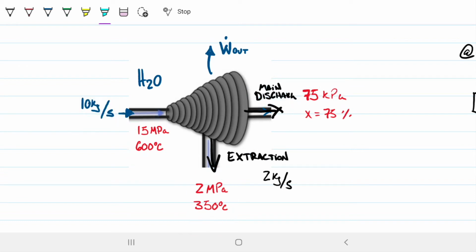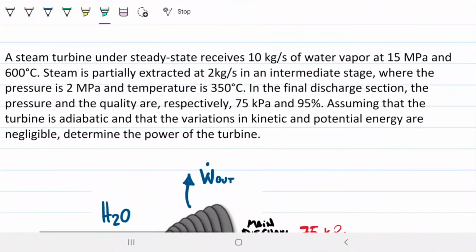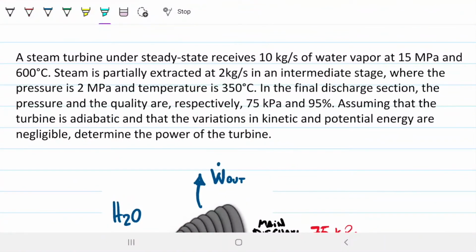So let's read the problem statement to find out what we're looking for. A steam turbine under steady state receives 10 kilograms per second of water vapor at 50 megapascals and 600 degrees Celsius. Steam is partially extracted at 2 kilograms per second in an intermediate stage, where the pressure is 2 megapascals and the temperature is 350 Celsius.